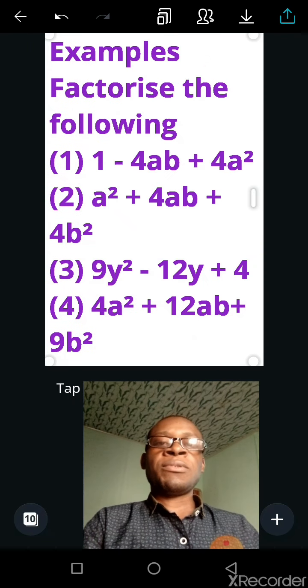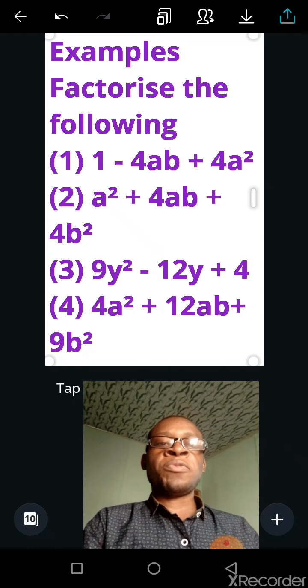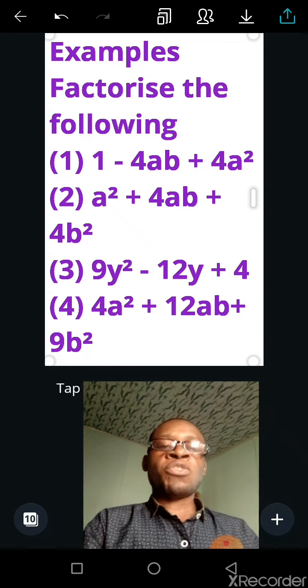Now go to examples. Factorize the following. 1, 1 minus 4a plus 4a squared. 2, a squared plus 4ab plus 4b squared. 3, 9y squared minus 12y plus 4. 4, a squared plus 12ab plus 9b squared.